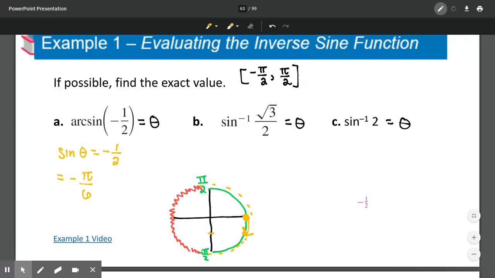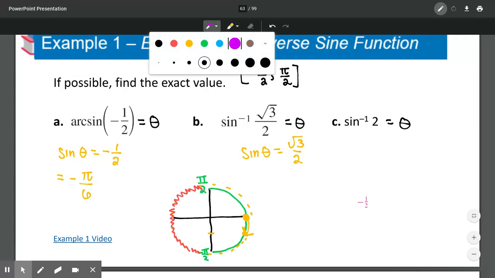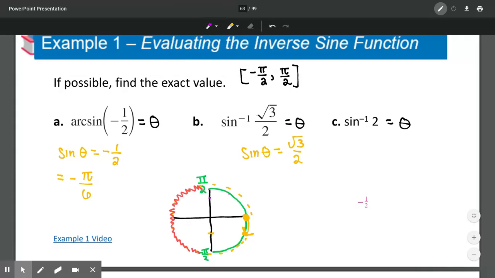We'll do the same thing for part B. So we'll say the sine of theta equals root 3 over 2. So you have to think, when does the sine equal root 3 over 2? That's up here. So we're looking at this point up here. And so from here to here, the sine is root 3 over 2 at pi over 3.